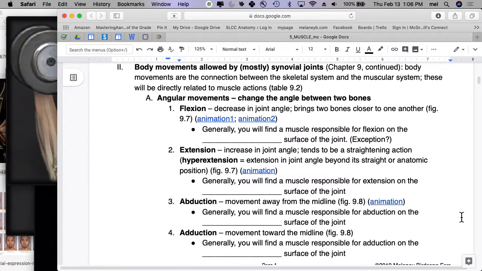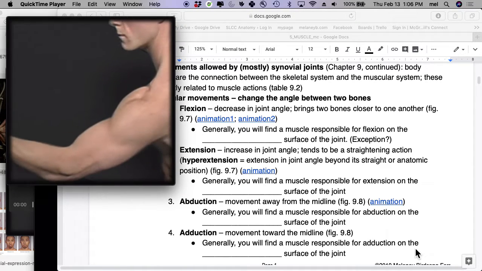So do you see, with that in mind, and there is one exception, that the muscles responsible for flexion should therefore, the vast majority of the time, be on the what surface of the joint? Anterior surface of the joint, yes. So it's a decrease in joint angle. It brings two bones closer together.